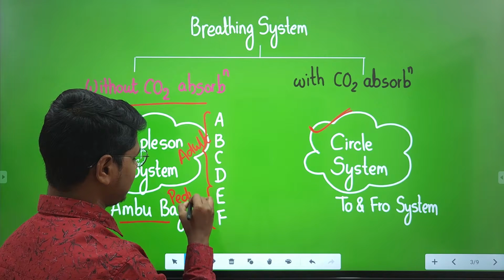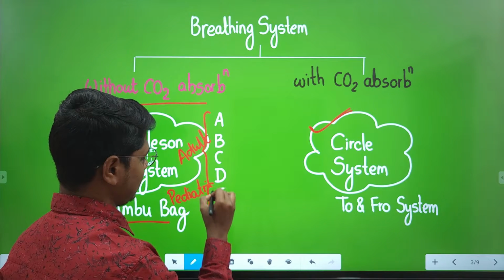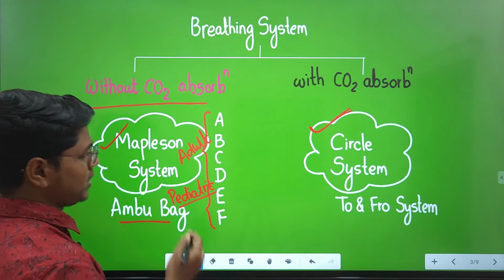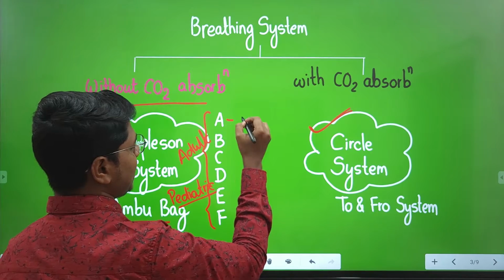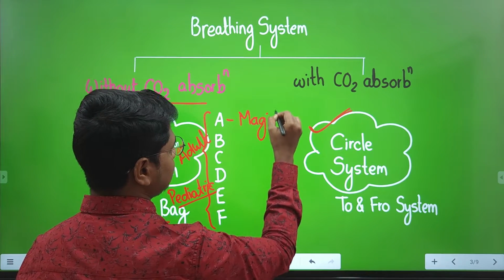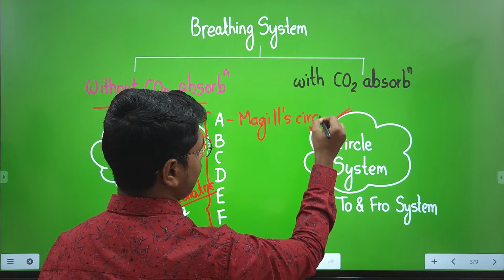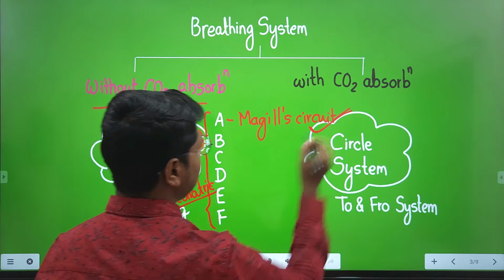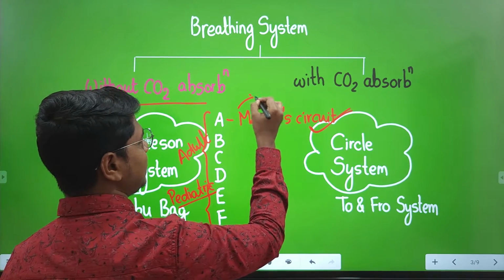You see, these are classifications based on human anesthesiology. Okay, but you should know this. There are some other names of these systems. Mapleson A is known as Magill's circuit. This A has a modification known as Lack modification.